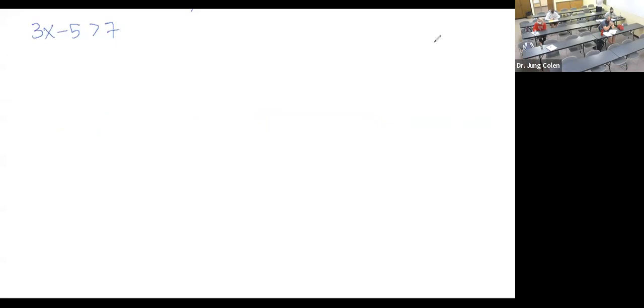-5 is greater than 7. Write a little bit bigger so we can see it better. Easy. Thank you. Yeah, practice, you're teaching the elementary school kids. So we will pretend that we are 4th graders. We're 4th graders. 3x minus 5 is greater than 7.